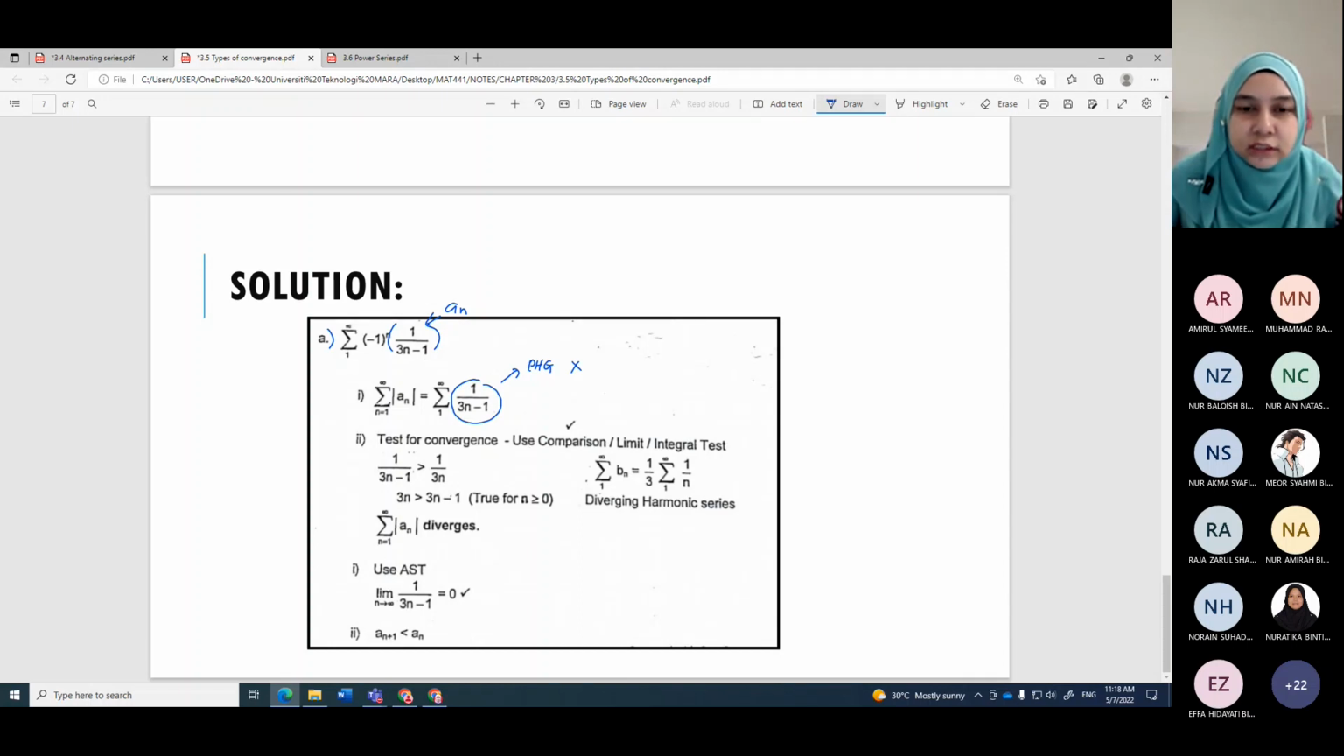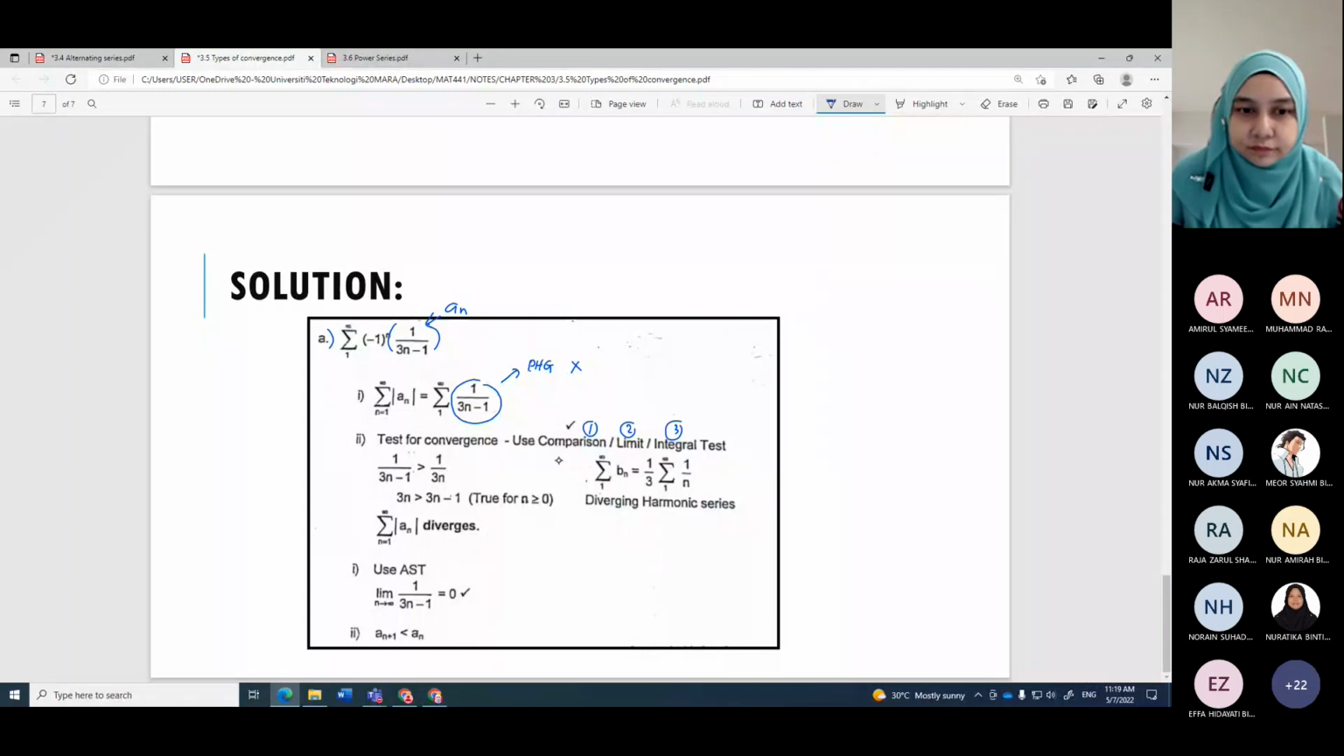So, kita kena guna yang 6 test yang 3.3 tu. So, sama ada orang boleh guna comparison, limit comparison, integral. Biasa 3 ni lah yang senang. Selain tu boleh juga guna root, ratio ataupun divergent test. Tapi kebiasaannya kita guna 3 ni lah. 1, 2, 3. Tengok kepada functionnya. Okay, so kat sini dia pilih dia gunakan comparison test.